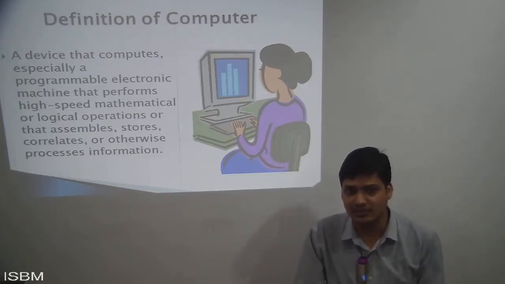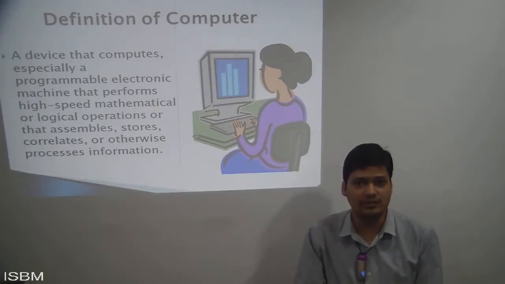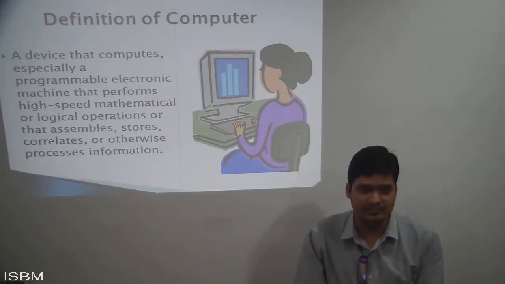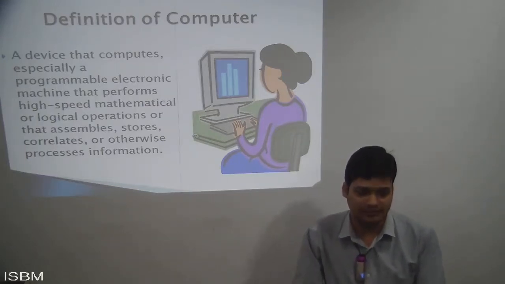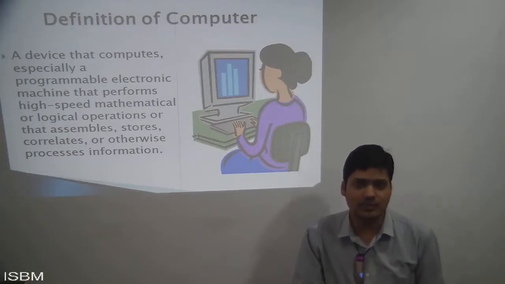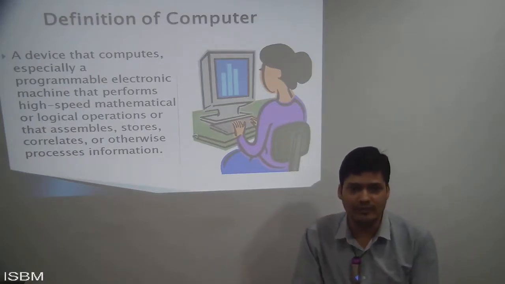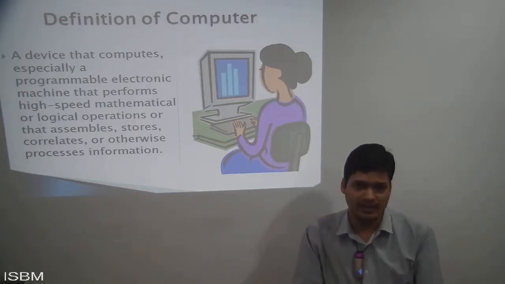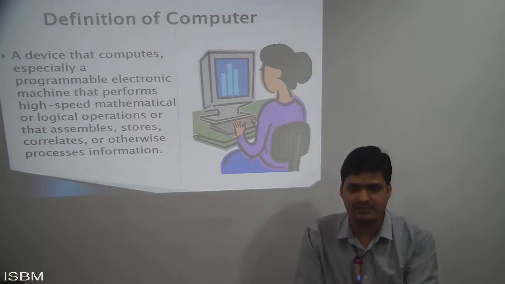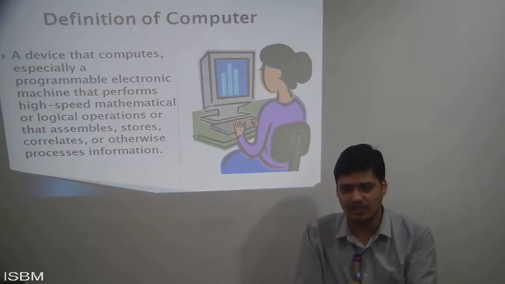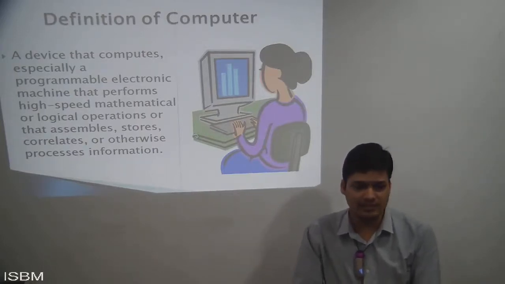The first generation of computers started in 1954 to 1961, and the current generation, from 1984 onwards, is called the fifth generation computer. So there are five generations of computers: first, second, third, fourth, and fifth. The last is from 1981, which is the fifth generation. Till now, we are using the fifth generation computer.